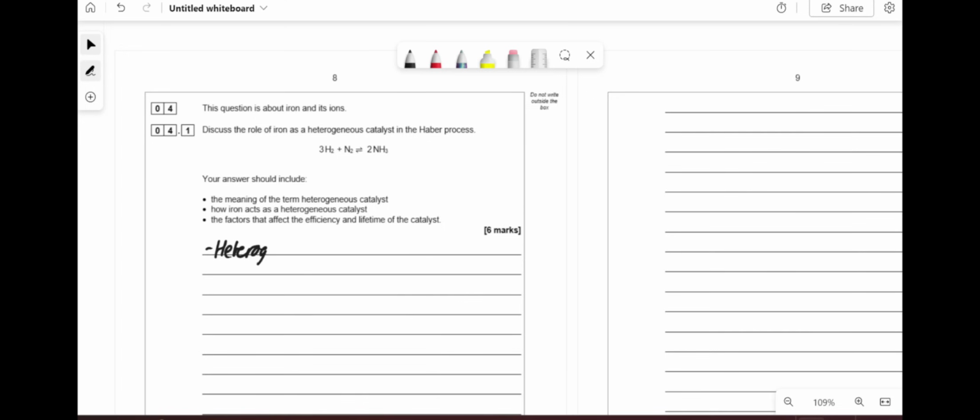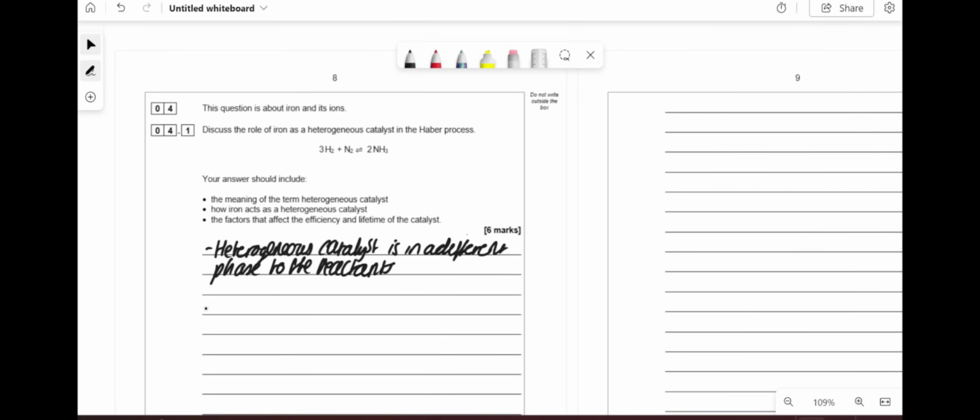So heterogeneous catalyst is in a different state of matter or phase to the reactants.